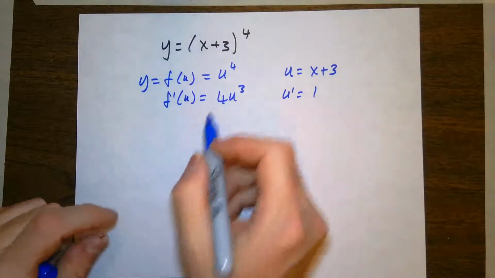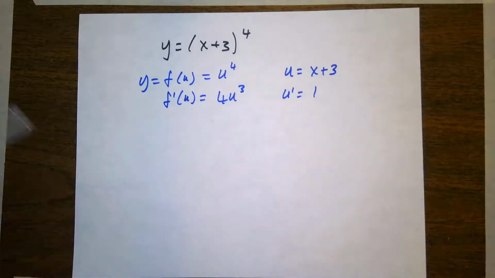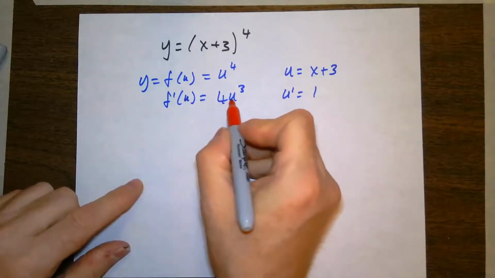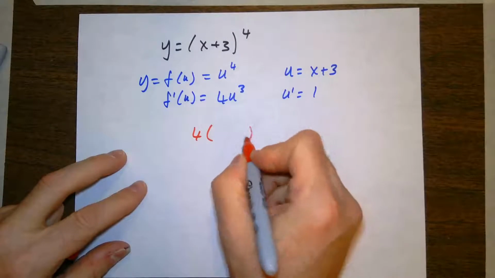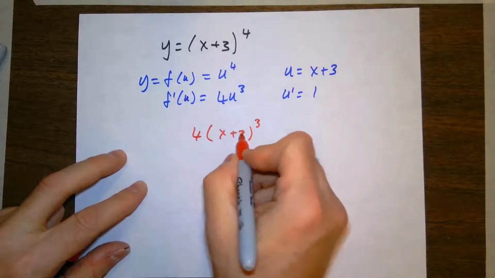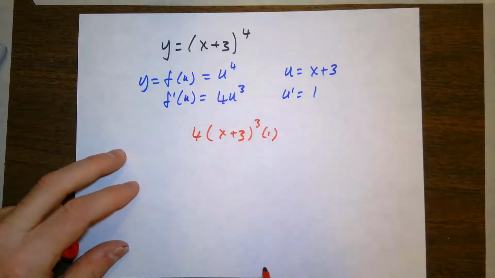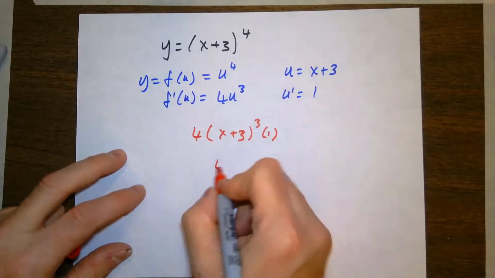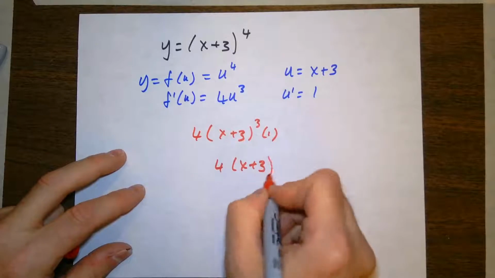So putting it all together, I'm going to have 4u cubed times du. Now the u is the x plus 3, and the du is 1. And we can simplify this. This is 4 times (x plus 3) cubed.